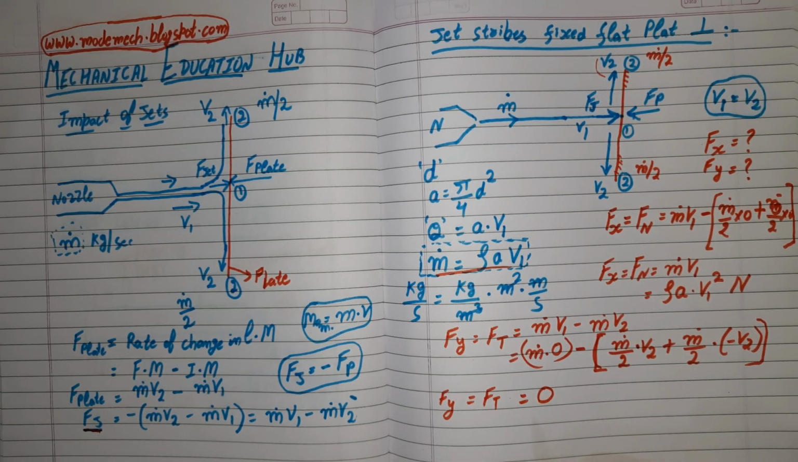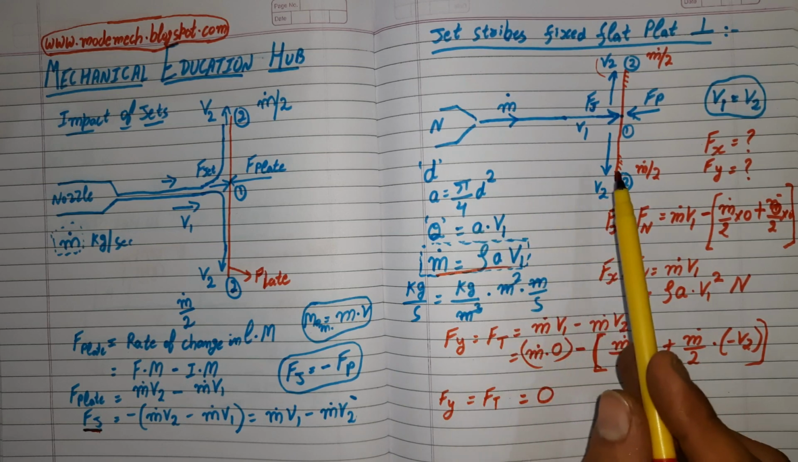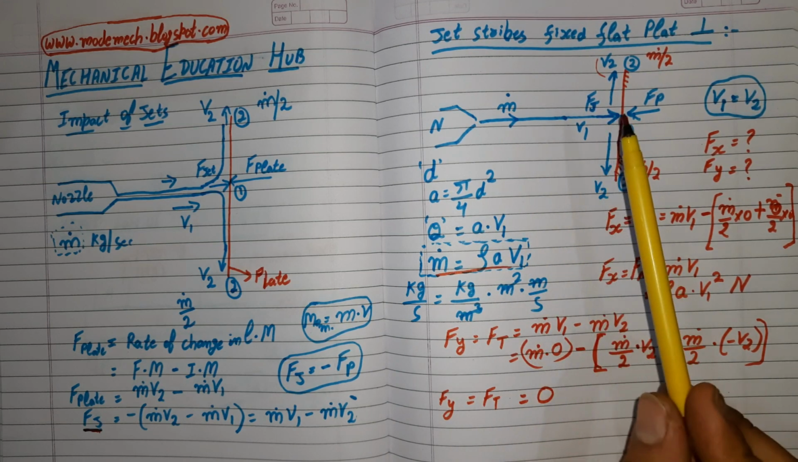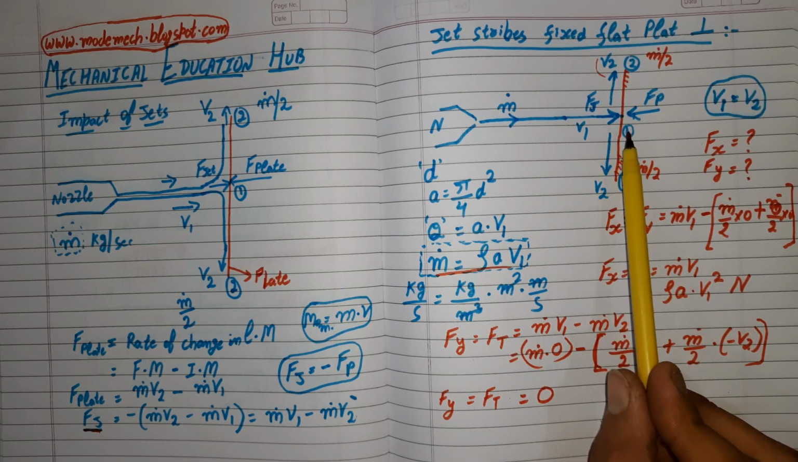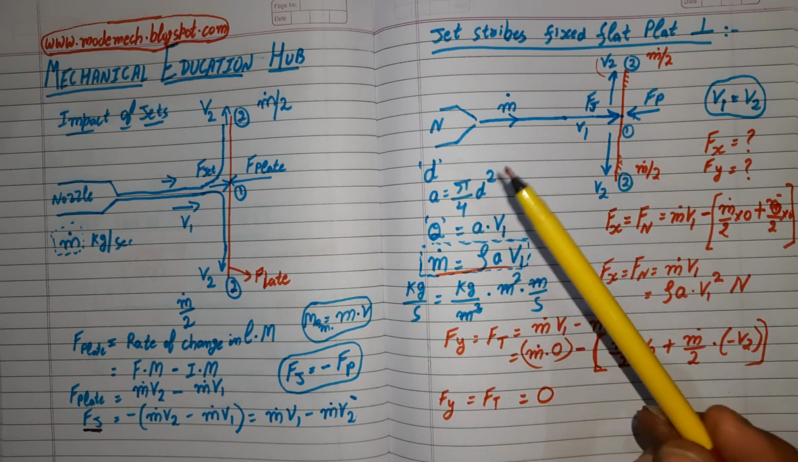Now from here we can conclude that whenever a jet strikes a plate, it will apply force only in normal direction, not in tangential direction.